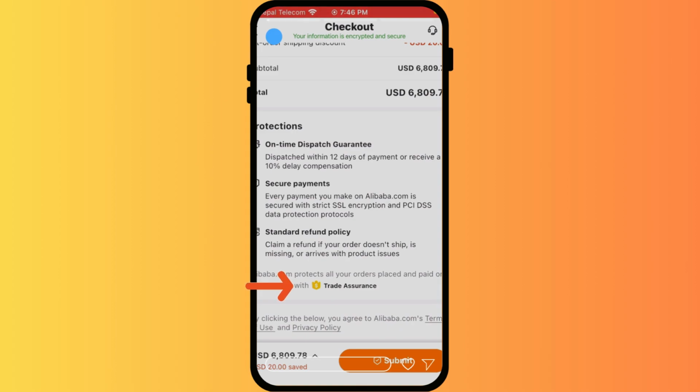We can see right over here. Never pay a supplier directly outside of Alibaba system. Use Trade Assurance to protect your business and get peace of mind. You now know how to use Alibaba Trade Assurance. This is a great way to protect your business.